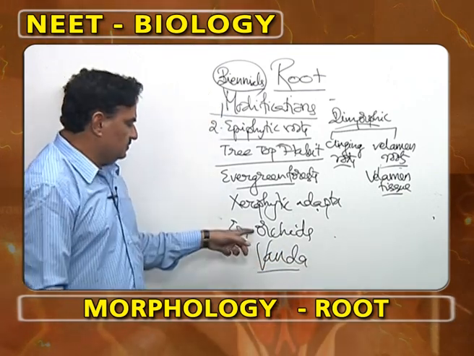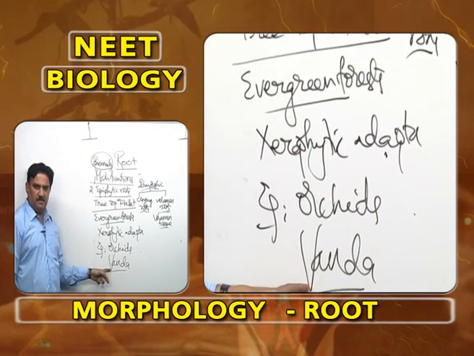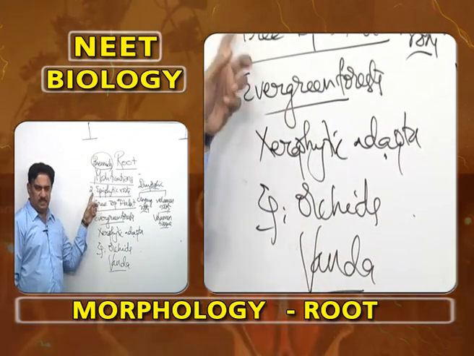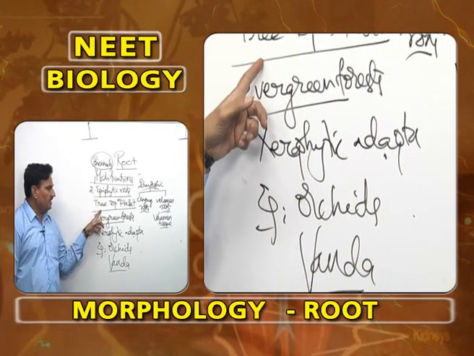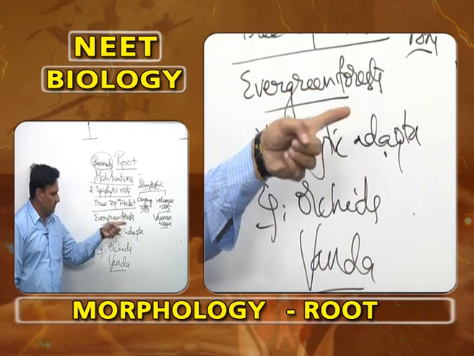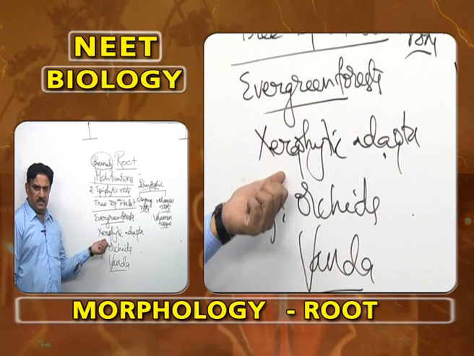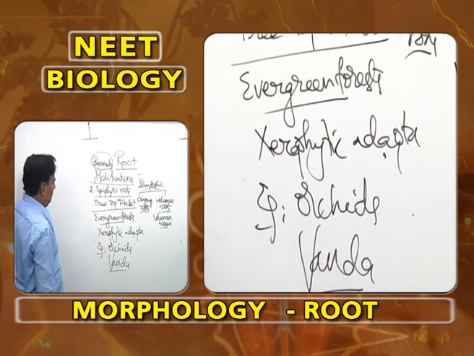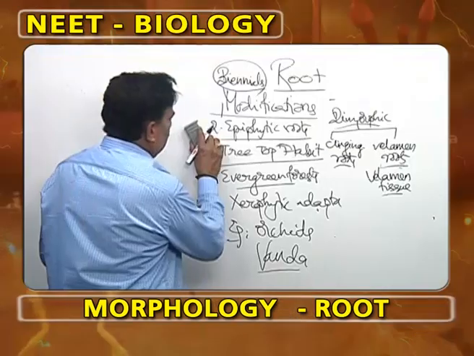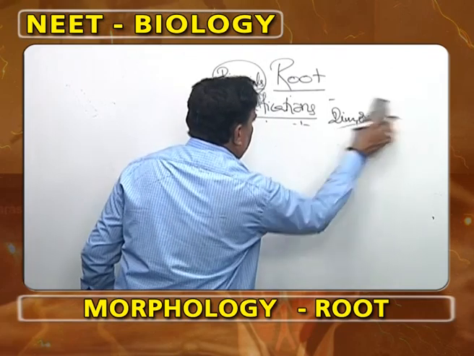So, many orchids show epiphytic roots. Particular example will be vanda. Plants which grow on other plants only for support, popularly known as tree top habit, have clinging roots and velamen roots. What is velamen tissue, and why they show xerophytic adaptations. The particular example will be orchids and individual example will be vanda. This is about epiphytic roots.